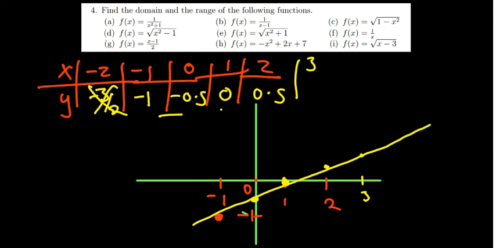So this function has no restriction. It is going everywhere. So all the values of x can work. It's going towards negative infinity and also positive infinity. So all the values of y can be found as predicted. No restriction.